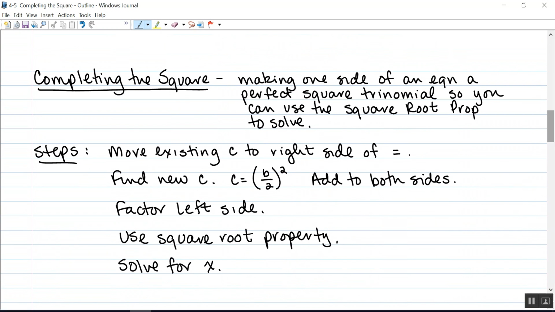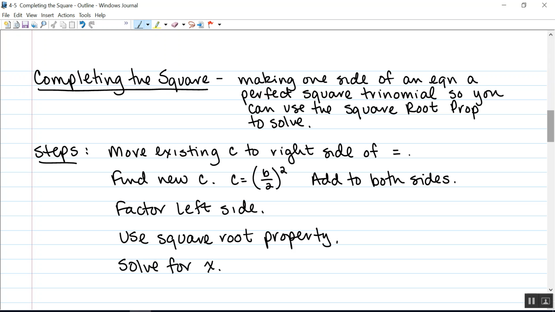Now we're going to use the square root property to do something called completing the square. And this is where you make one side of an equation a perfect square trinomial. In our previous examples, those already were perfect square trinomials. But we're going to make it a perfect square trinomial so that we can then use the square root property.